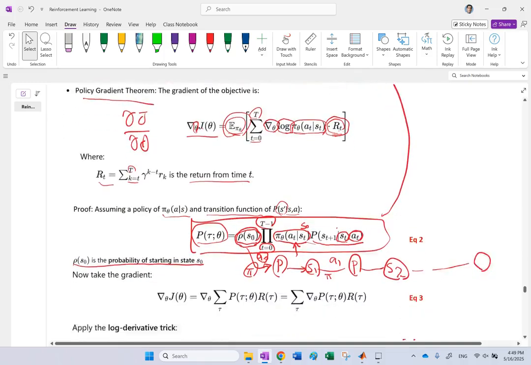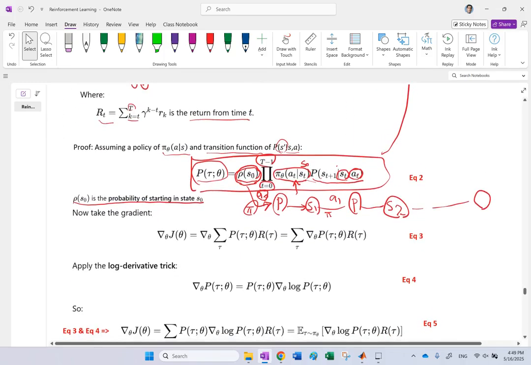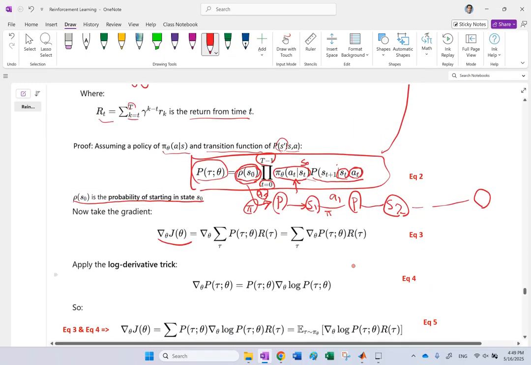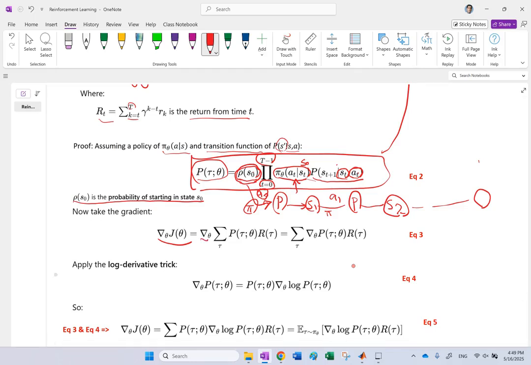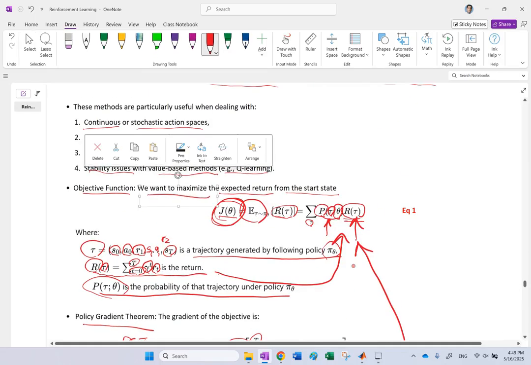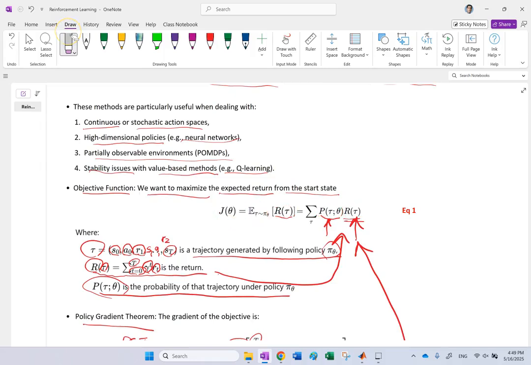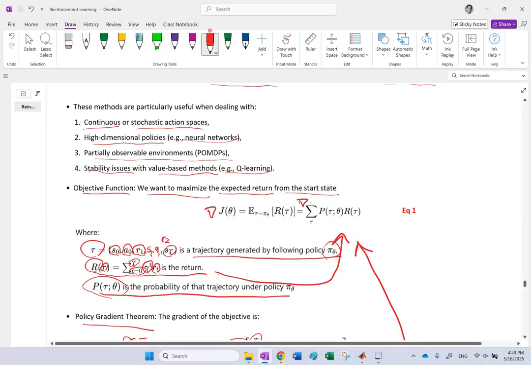And now from J, I take a gradient. So I get the gradient of J equals... Now, what would you get? It is going to be the gradient of the summation over tau of p of tau, r of tau, correct? That's just applying a gradient to equation 1. That's all it is. If you look at it, all I did was apply a del to both sides of this.